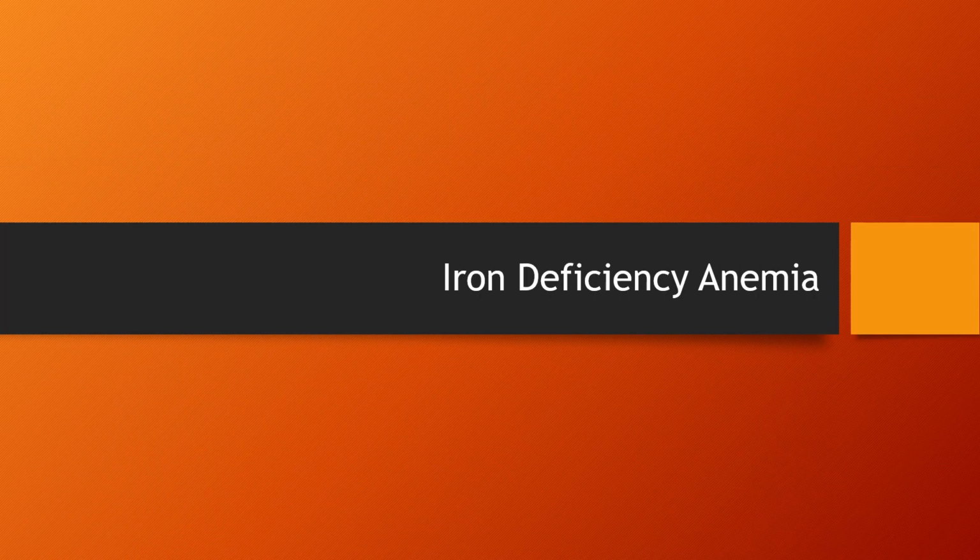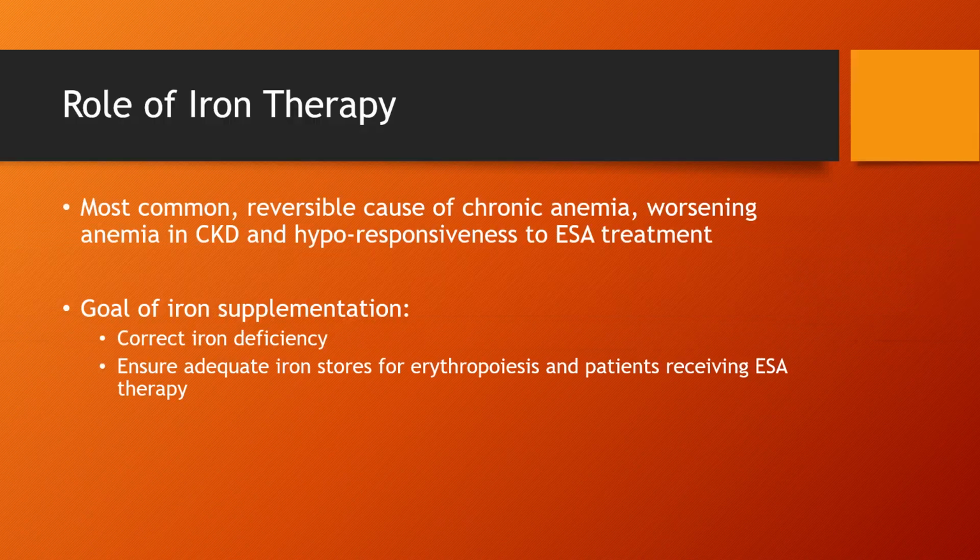So first we'll talk about iron deficiency anemia. This iron deficiency anemia is the most common reversible cause of chronic anemia and can be worsened in patients with CKD, or chronic kidney disease. And some of these patients that have iron deficiency anemia may be hyper-responsive if you try to give them ESA, or erythropoiesis-stimulating agent treatment, which we'll talk about later on in this PowerPoint.